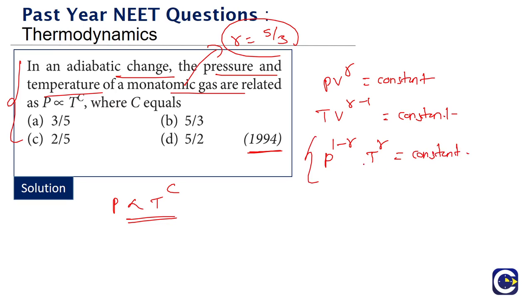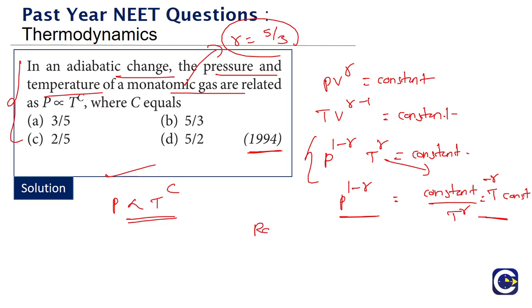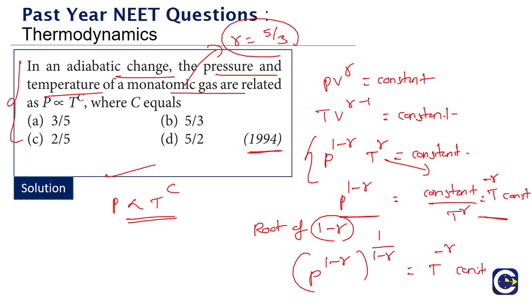So if you see this, what we can conclude: P power 1 minus gamma, just take the T power gamma to the other side, will be equal to some constant by T power gamma, which means T power minus gamma into constant. Correct. So in the given relation, they are just saying P. On both sides, take the root of 1 minus gamma, which means both sides we have to raise the power by 1 by 1 minus gamma. P is equal to T power minus gamma into the constant.